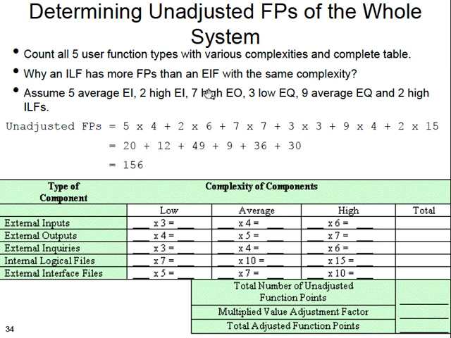This is 7 high EO times 7 function points per high EO, and 3 low EQ. Each one is 3, so 3 times 3. 9 average EQ, each one is 4 function points, so it's 9 average EQ times 4 function points per average EQ. And 2 times 15 for ILF.